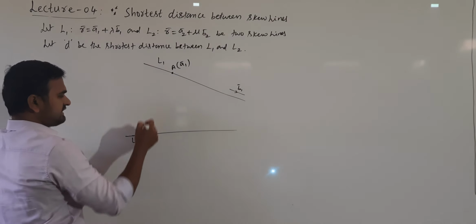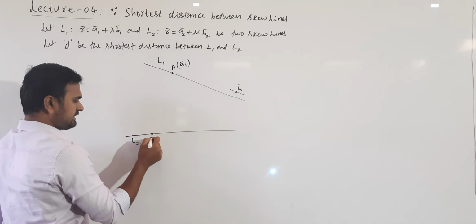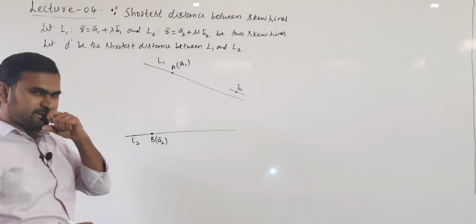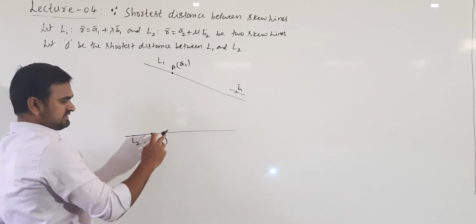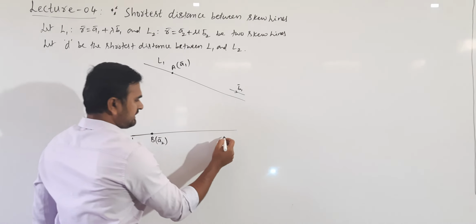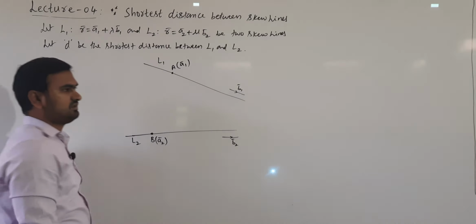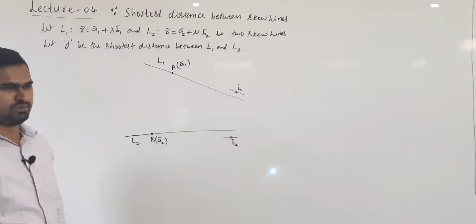Next, the second line is passing through the point with position vector a2 bar. I will take that point as B. So the second line is passing through this point and it is parallel to the vector b2 bar.